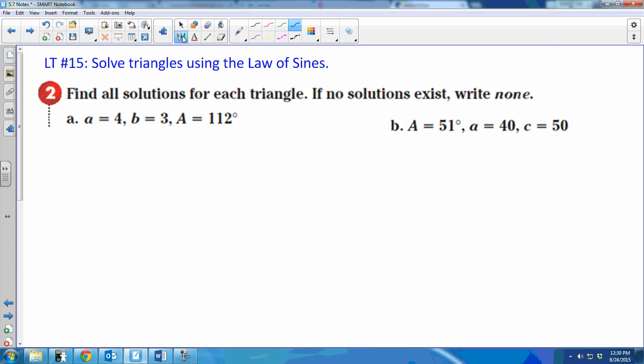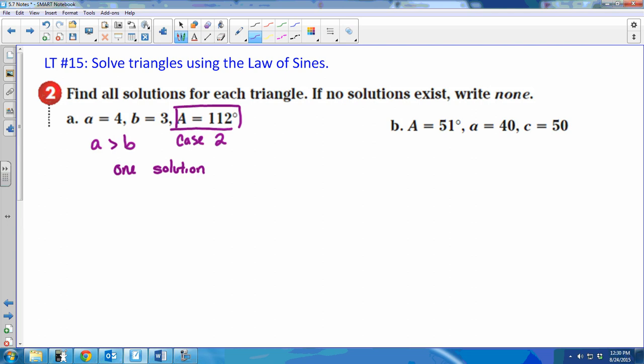So on the first one, our angle is 112 degrees. So using the table, that means I'm in case 2. If I'm in case 2, then I need to look at the sides, and A is greater than B. So that means there's one solution.